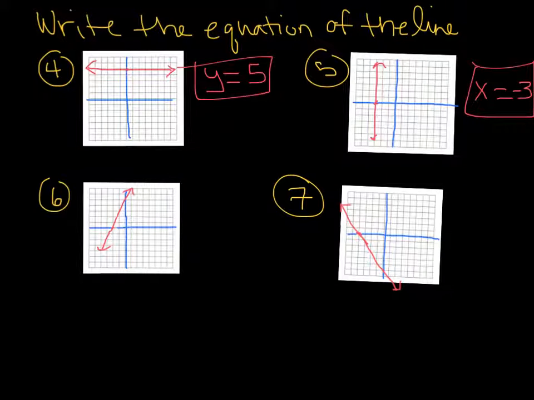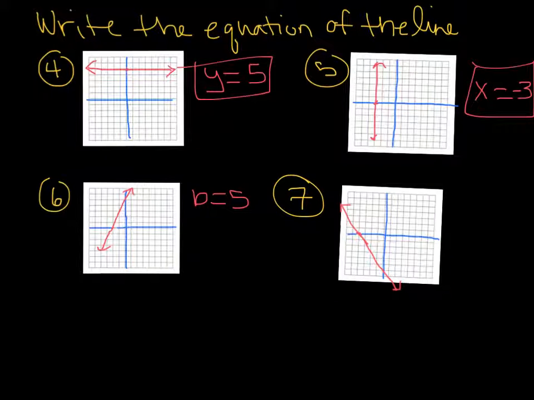Now, 6 and 7 require a little bit more work. If you can see what your y-intercept is, which in this case we can, it's a lot easier. In this case, it looks like our y-intercept is at 5. So that's going to be helpful to us. Unfortunately, it's a little bit more complicated to find the slope. There are several ways to do it. You can either do it by counting up and over, or you can do it by using the formula that we have for slope. I will show you both ways.